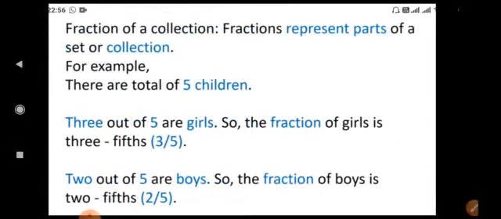Fraction of a collection. Fractions represent parts of a set or collection. For example, there are a total of 5 children, and 3 out of 5 are girls. So the fraction of girls is 3/5 or 3 upon 5. 2 out of 5 are boys. So the fraction of boys is 2/5, means 2 upon 5.